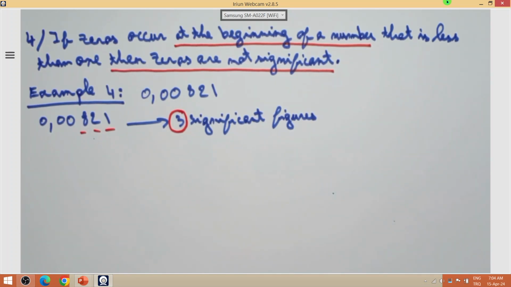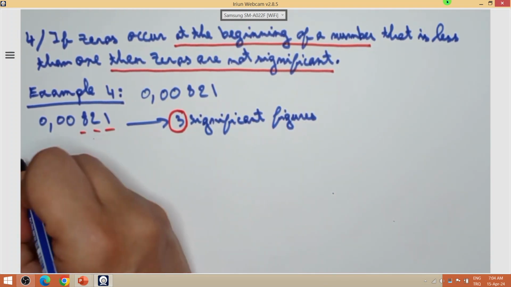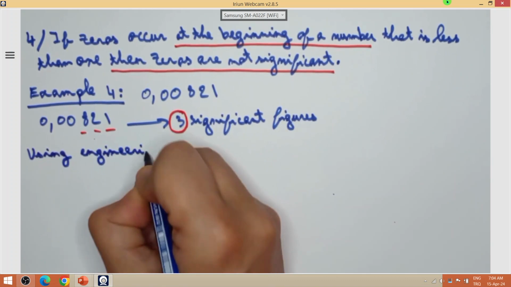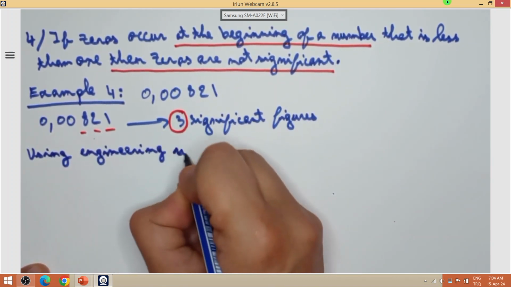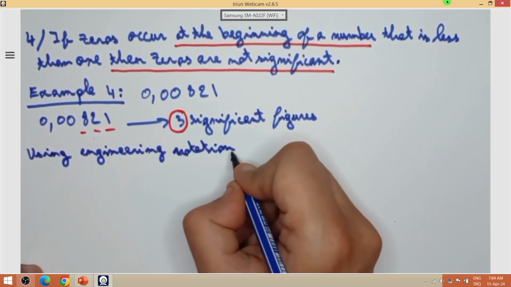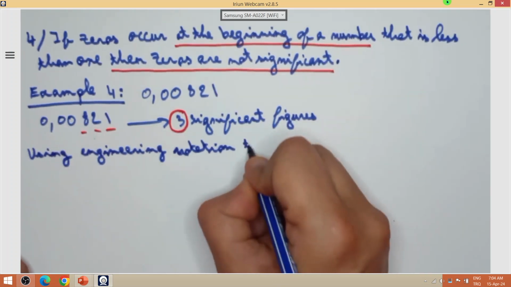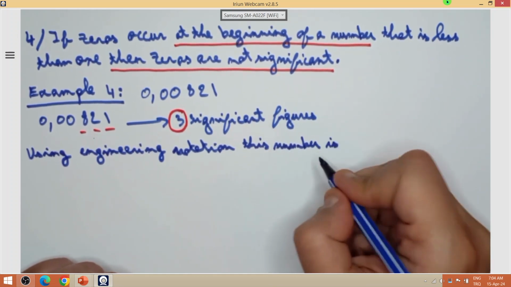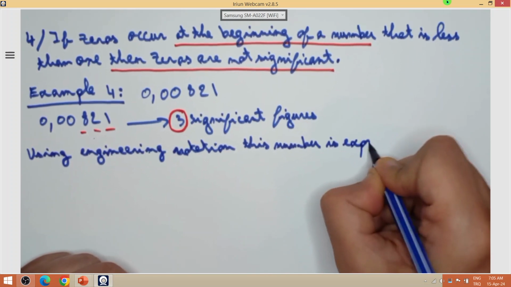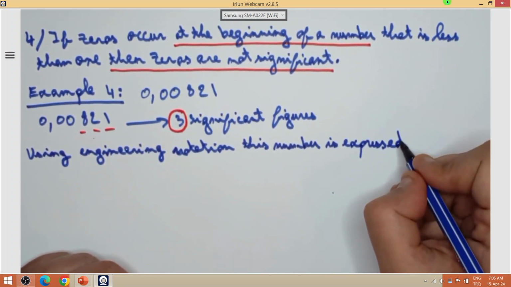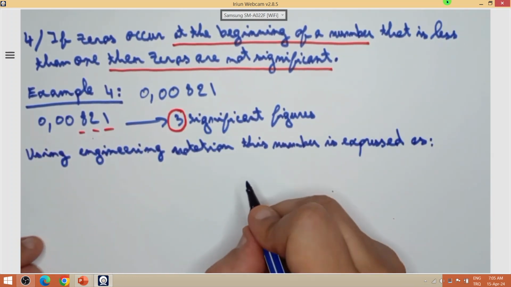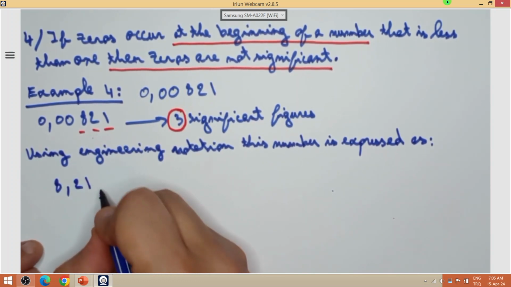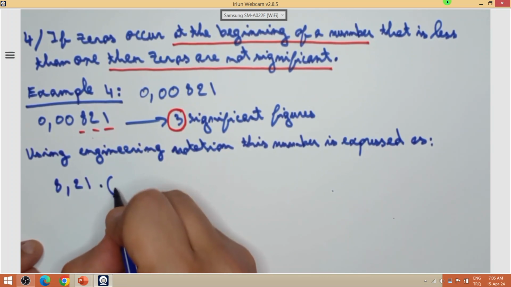Using engineering notation, we can write this number like this: 8.21 multiplied by 10 to the power minus 3.